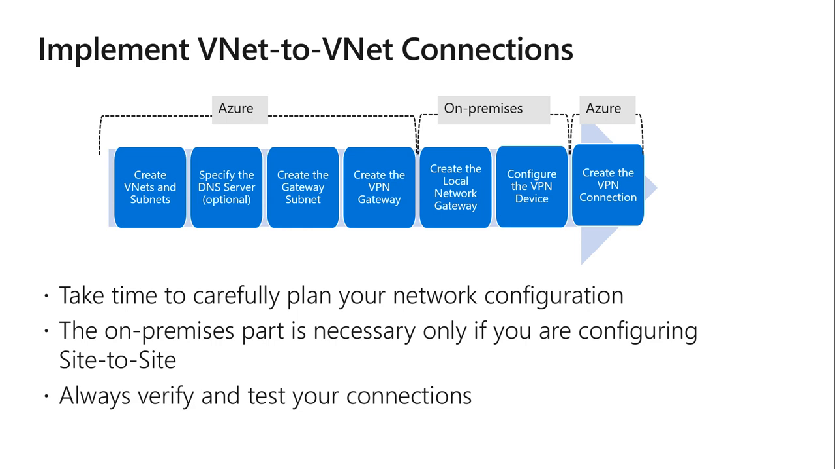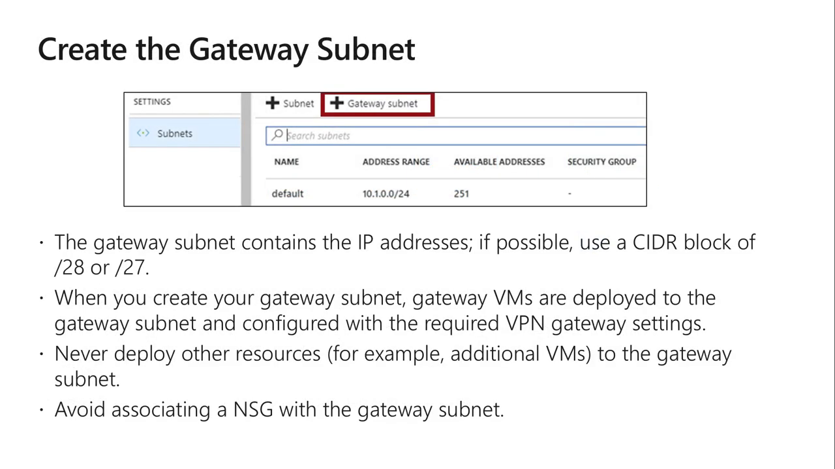So take some time to plan your network carefully. And if a duplicate IP address range exists on both sides of the VPN connection, traffic will not route the way you may expect it to. Right, so this is very important. I think we have mentioned IP address overlapping more than 20 times already in the previous and this module combined. Right, so here is how you create the gateway subnet.